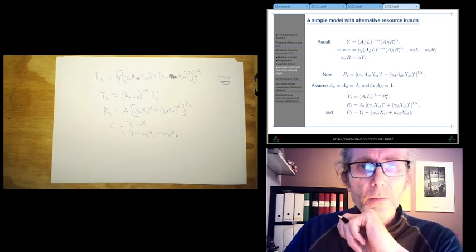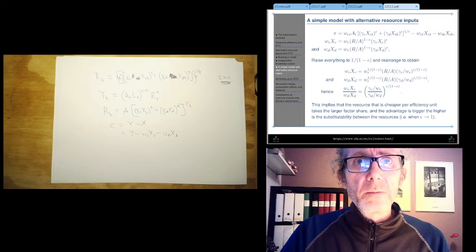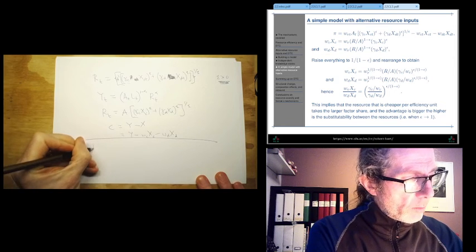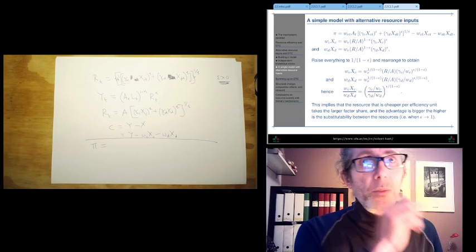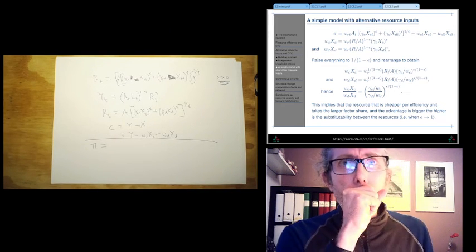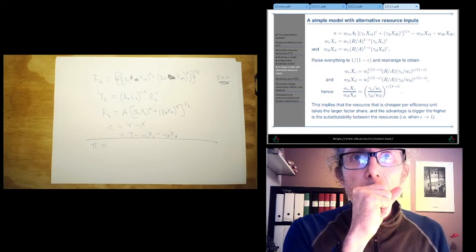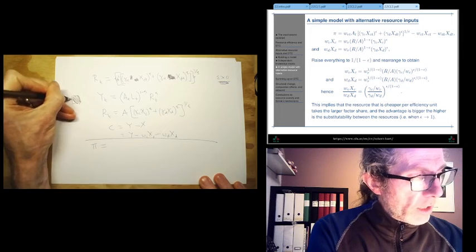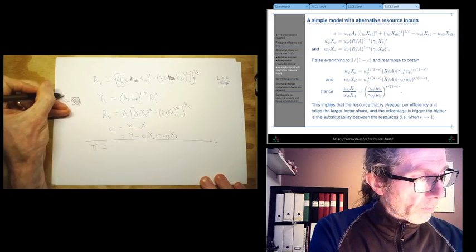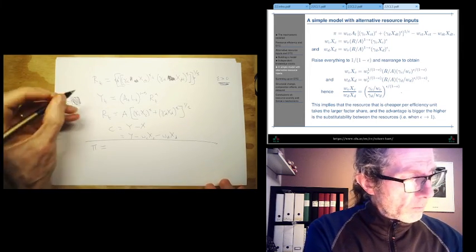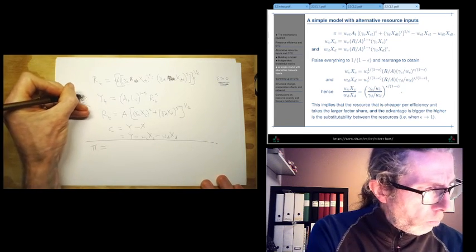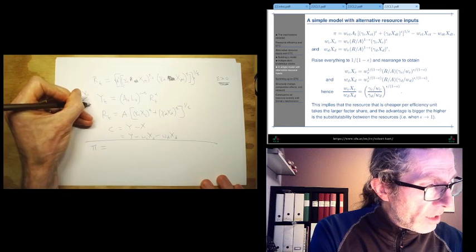So, what can we do with this? Well, we can set up a profit maximization function of one of these producers in the black box. The output is R, and the inputs are XC.